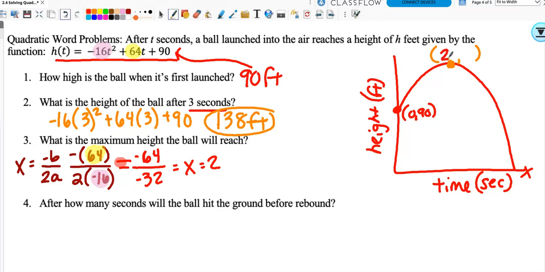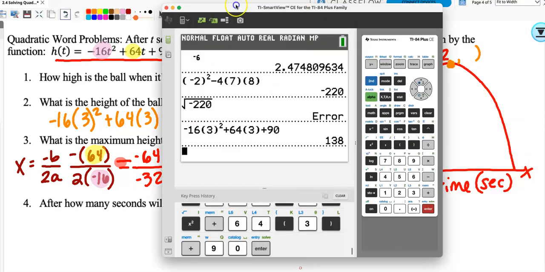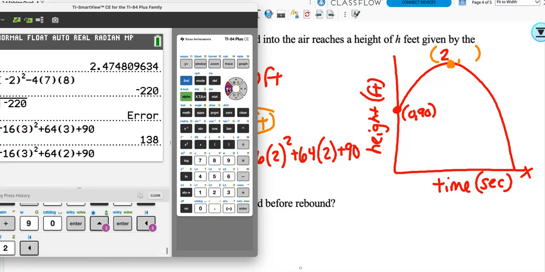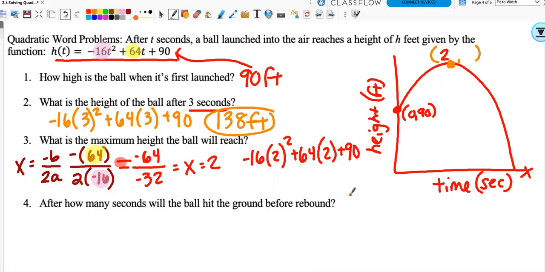So I know at 2 seconds, it is reaching its maximum value, but to figure out where, you need to plug in 2 into your original equation. So just like we did in number 2, I would have negative 16, plug in 2, squared, plus 64, plug in 2, plus 90. Now, since we did that hard work already, it is in my calculator. So I'm just going to go up, hit enter, and change that 3 to a 2. My answer is 154 feet. That will be its maximum height, aka your vertex, of 154 feet. So if I ever asked you how long does it take to reach its max height, it would take 2 seconds to reach its max height of 154.